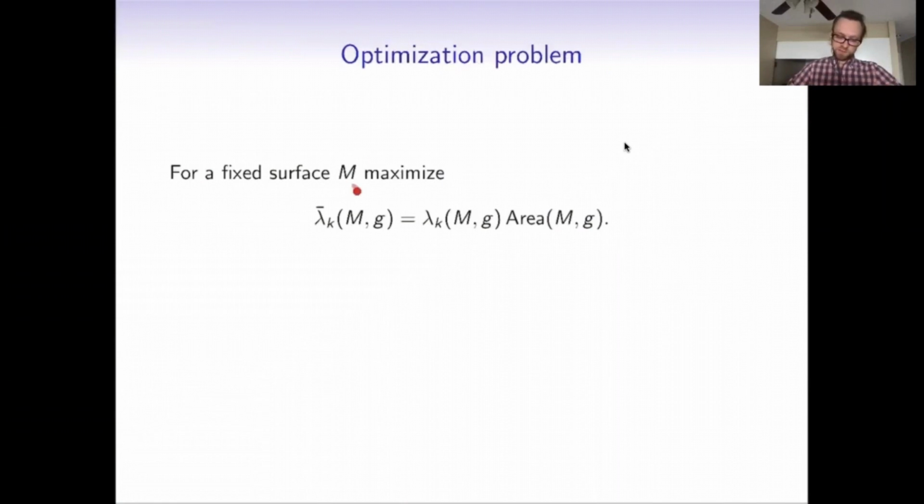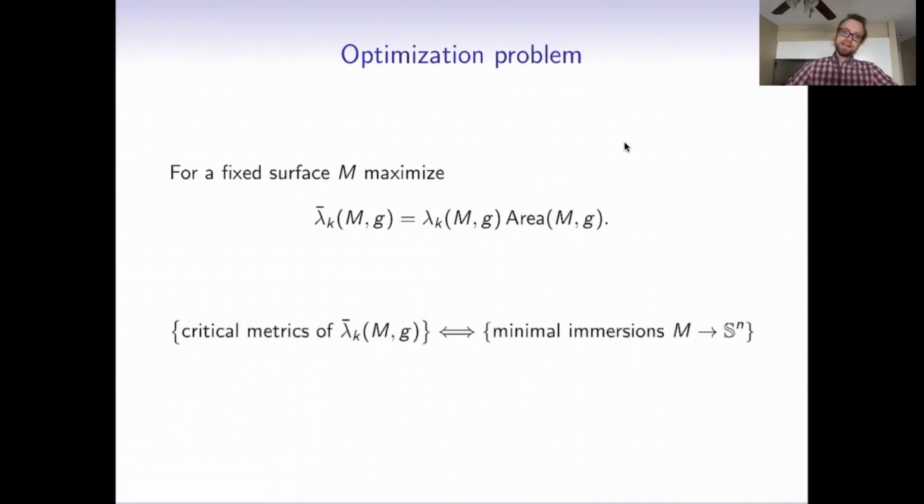So this is the optimization problem we're going to be looking at. For a fixed surface M, we're going to consider the product of lambda k times the area as a function on the space of metrics. In particular, I would like to maximize this quantity. And a very significant feature of this problem is that critical metrics of such a functional correspond directly to minimal immersions of our surface M to some sphere S^n.